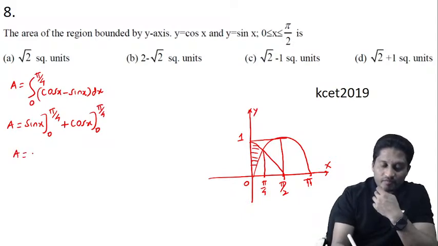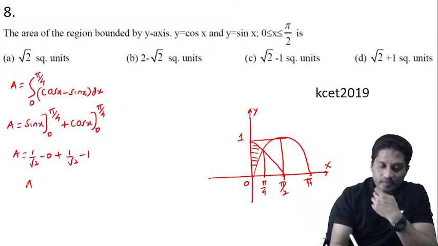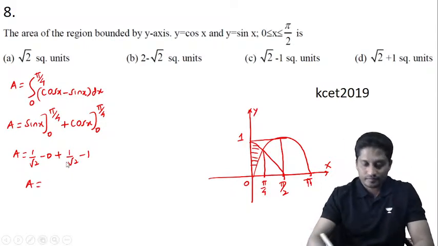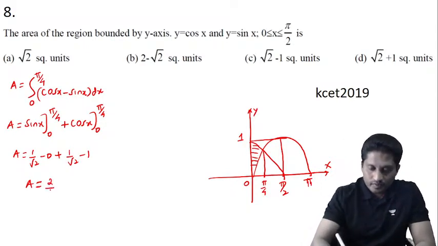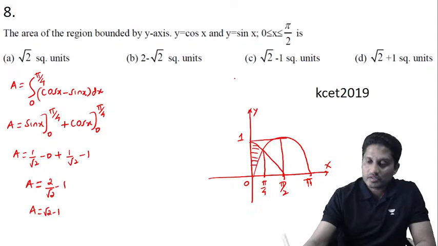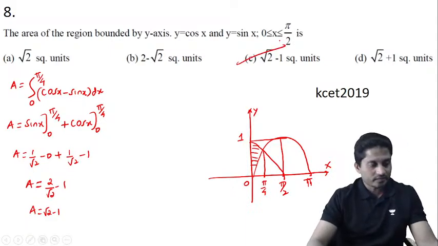Upper limit is sin 45, 1 by root 2. Sin 0 will be 0. Cos 45, 1 by root 2. Cos 0 is 1. This will be 2 by root 2 minus 1. 2 by root 2 is root 2, minus 1. Root 2 minus 1 square units. Answer is option C.